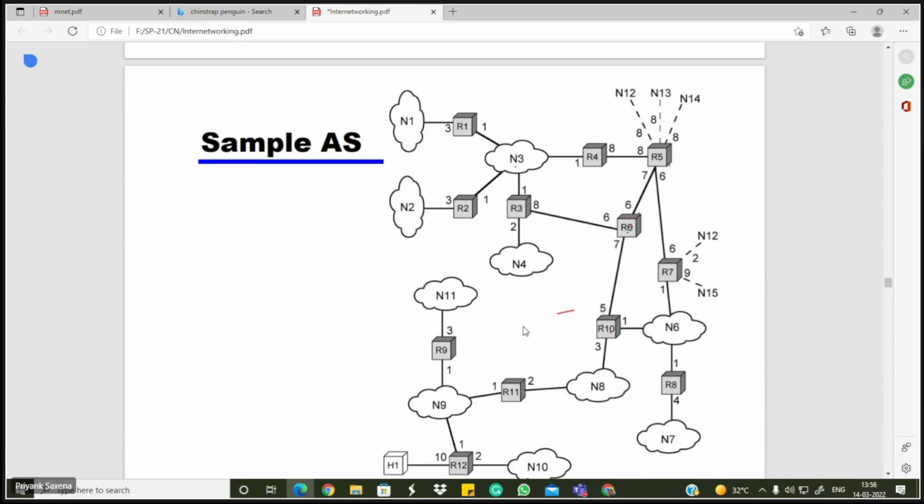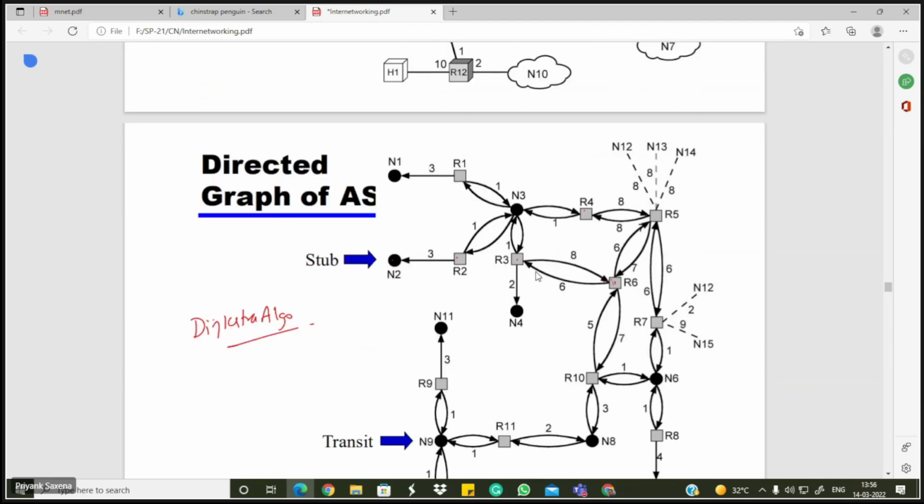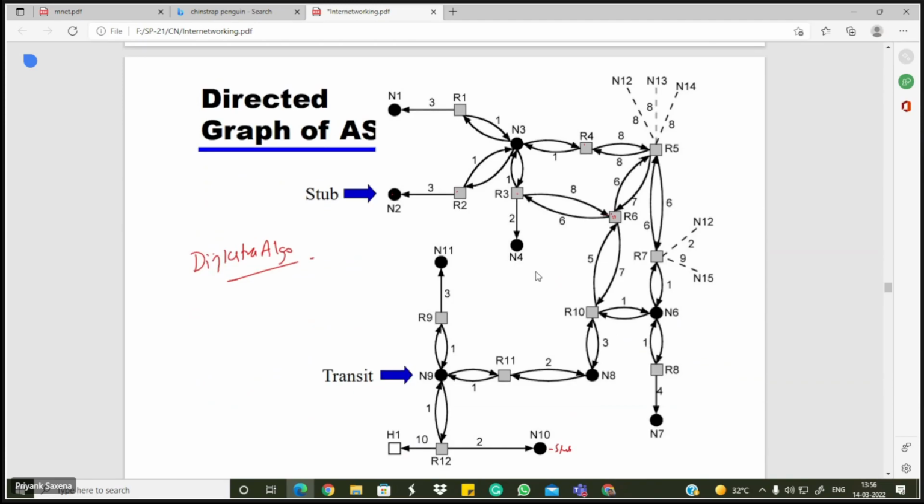So how do we make a directed graph? You see that this is a connection. This edge is a bidirectional edge. It can be represented with a bidirectional edge like this, right? So you just see how we represent it. You can see that R3 and R8 are represented by bidirectional edges, right?